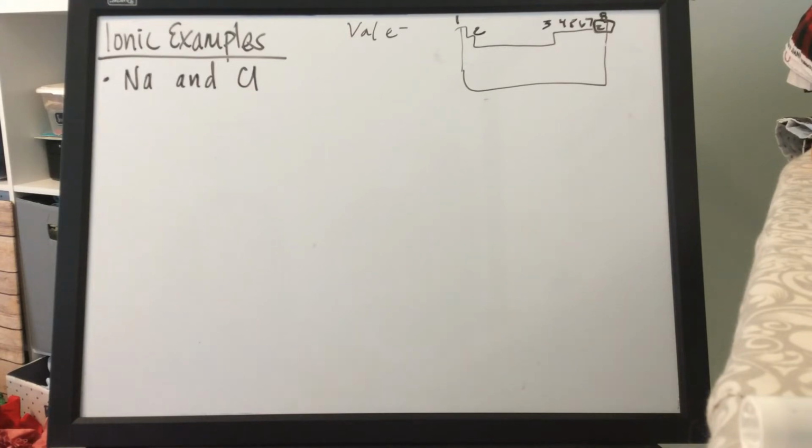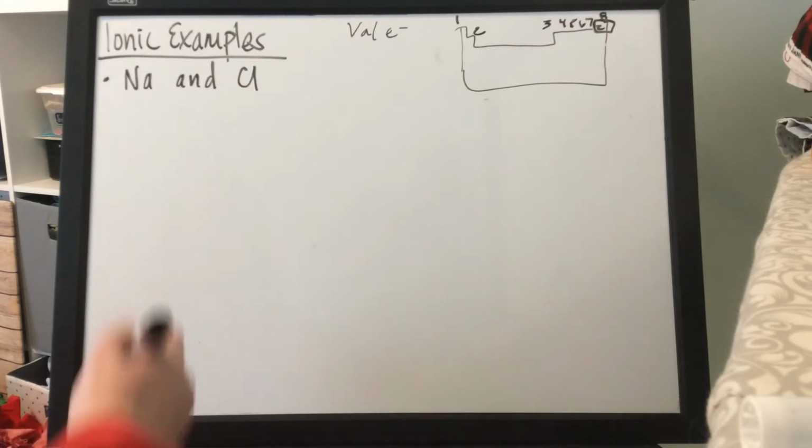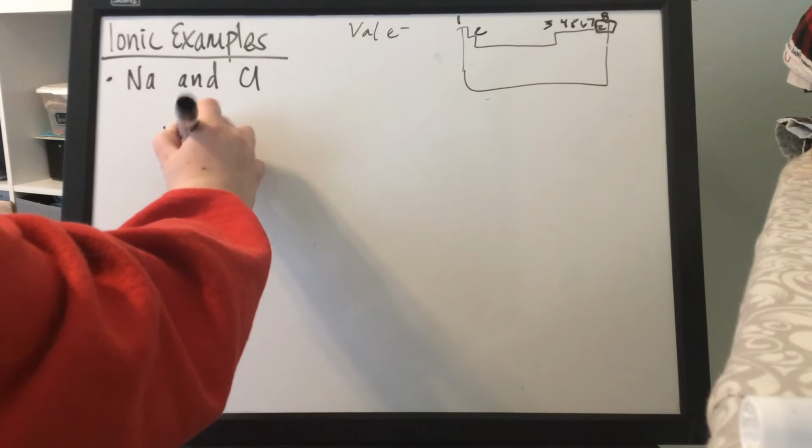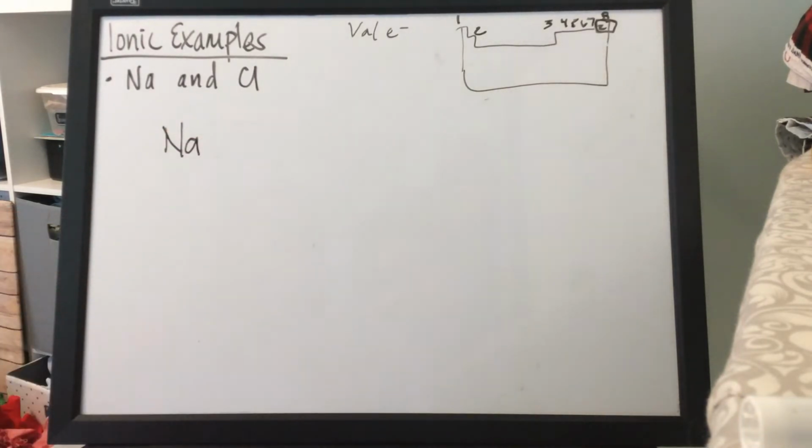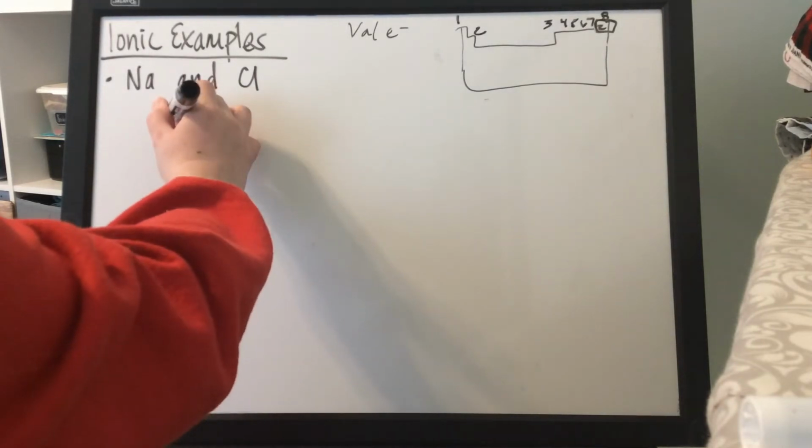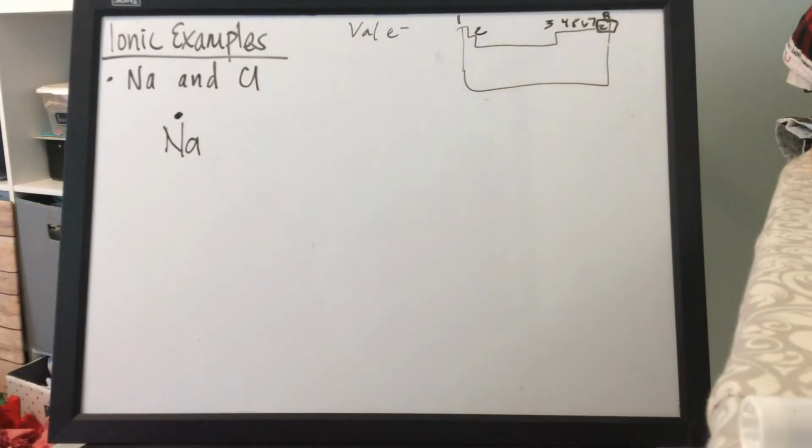So what does ionic bonding look like? Well, it looks like this. So here comes sodium. It might be helpful if you have your periodic table out. Sodium is in group 1, and sodium has 1 valence electron. So I'm going to give sodium 1 dot. These are called Lewis dot structures, and basically the dot is just showing you how many valence electrons. So sodium comes in with 1 valence electron.